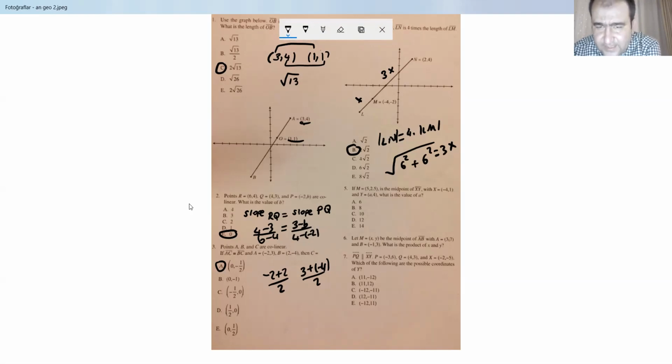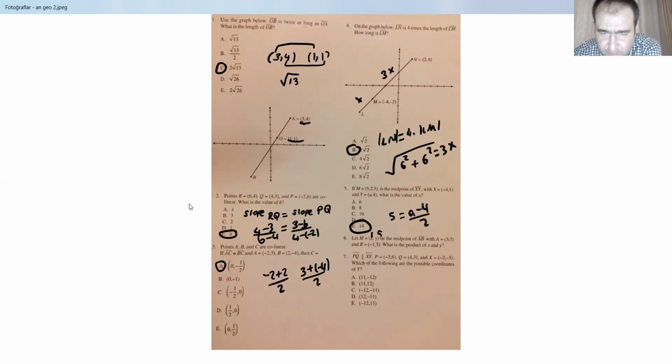2.5 is the midpoint of XY, with X (minus 1, 4), and Y is (a, 4). What is the value of a? 2.5 is the midpoint. So 5 is equal to a minus 4 over 2. So this is 14. And then let M (x, y) be the midpoint of A (3, 7) and B (minus 1, 3). What's the product of x and y? 3 plus minus 1 is 2, 2 over 2 is 1; 3 plus 7 over 2 is 5. What is the product of them? 1 times 5 is 5.